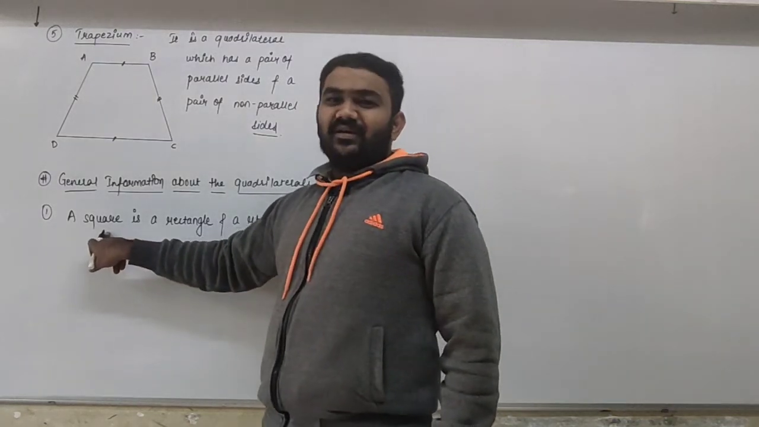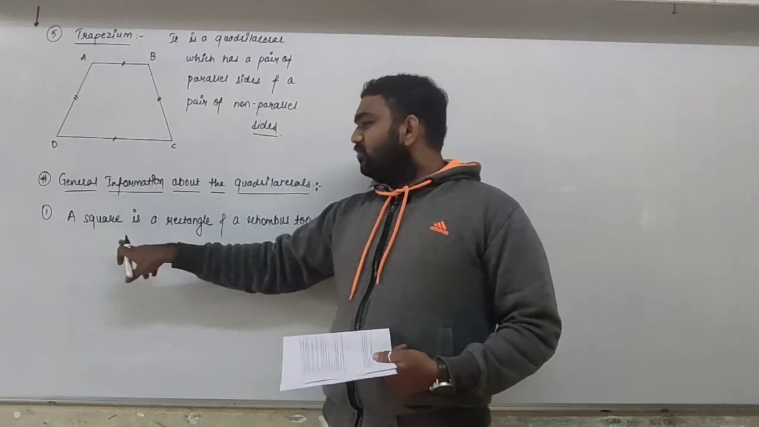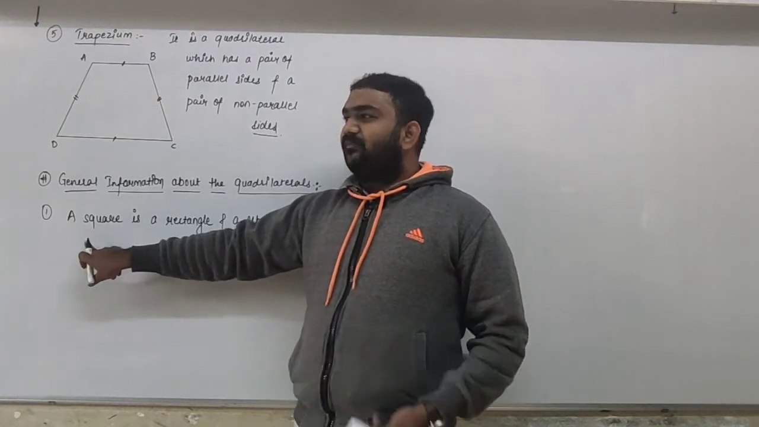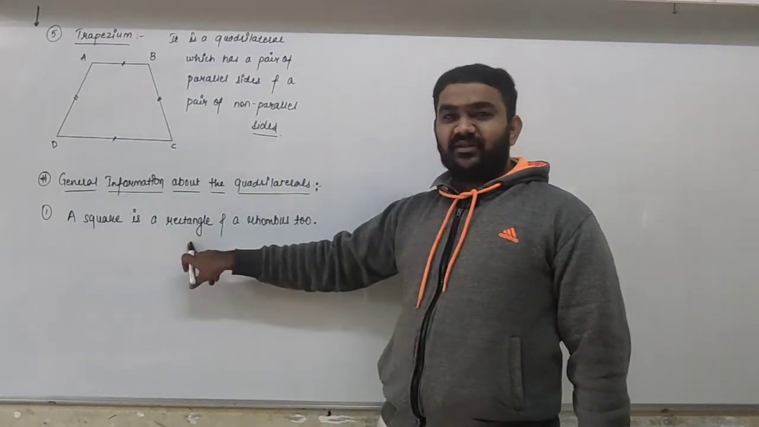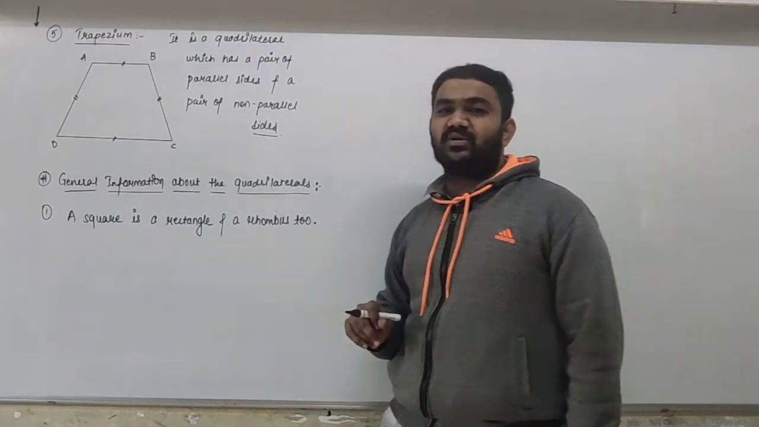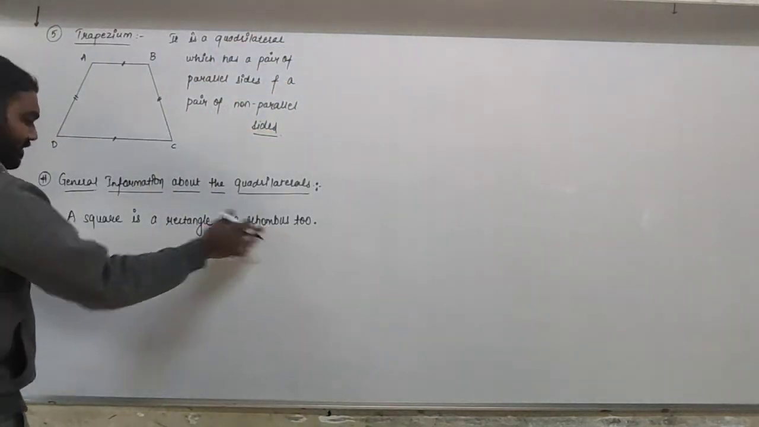A square has equal diagonals, and they bisect each other. So we will only take the property that in a square the diagonals bisect each other, in a rectangle the diagonals bisect each other, and in a rhombus also the diagonals bisect each other. But you can say that a rhombus is not a square.